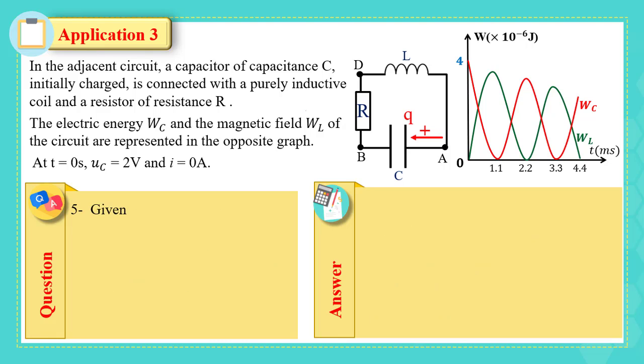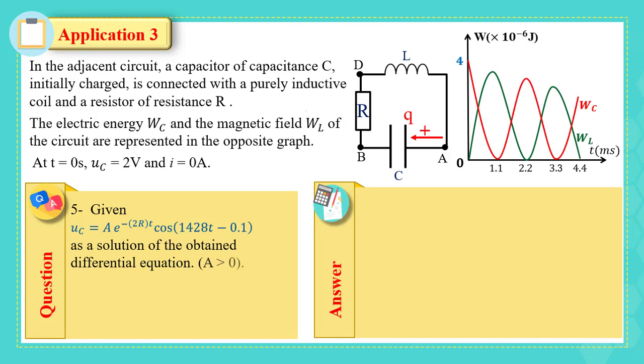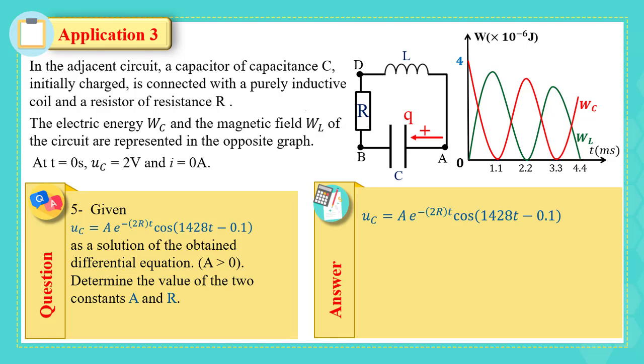Now part 5, given the expression of UC equals A exponential minus 2R T cosine 1428 T minus 0.1 as a solution for the obtained differential equation and A is positive, determine the value of the two constants A and R. We can start with finding A, now replacing UC equals 2 and T by 0. The answer is 2 equals A cosine minus 0.1. A then is 2.01 volts.